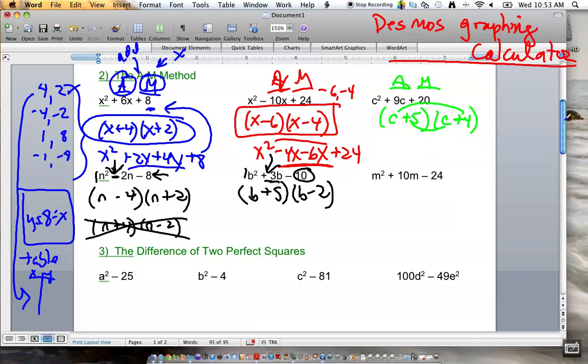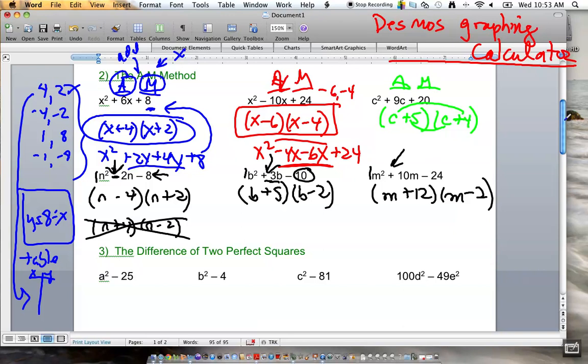No. So what's the sign of the bigger number going to be since it's 1m squared? Sign of the bigger number will be positive. So it's m plus 12, m minus 2. All right, so there are some good examples. Now listen, there's an infinite number of these things you could go over. What you're supposed to realize now is always check yourself back again.